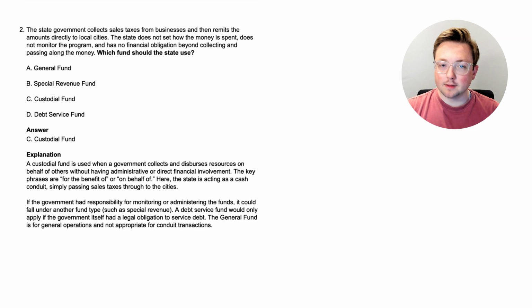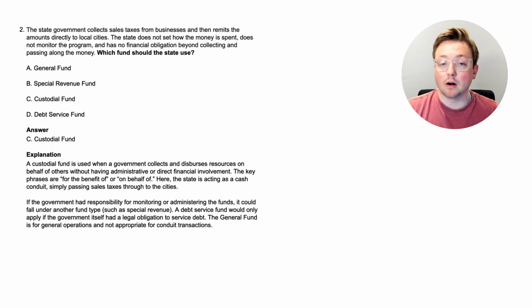All right, here we are at the answer C, the custodial fund. So let's learn about the custodial fund. This one is kind of like the most common one I've seen so far anyway. So the custodial fund hopefully is one that will be easy for you to remember. A custodial fund is used when a government collects and disperses resources on behalf of others, and that's the key word there, on behalf, without having administrative or direct financial involvement.